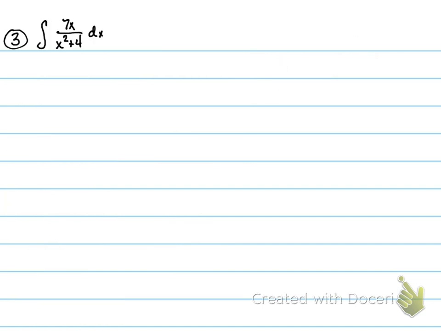Okay, let's look at number 3. We have the integral of 7x over x squared plus 4. The first thing I'm thinking is that I have something all over something, so I think I'm going to have an ln somewhere in my problem. I also think that I might need to use some u substitution here. I'm going to let u be equal to x squared plus 4, so my du dx is equal to 2x over 1. So my dx is equal to 1 over 2x du.